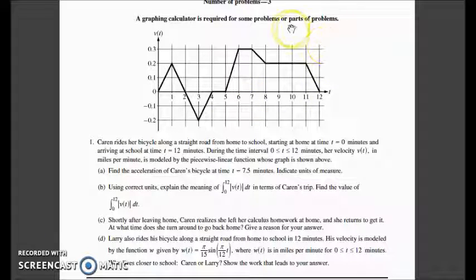We've seen these types of problems before, a simple velocity, acceleration, position function, which are connected by derivatives and integrals.